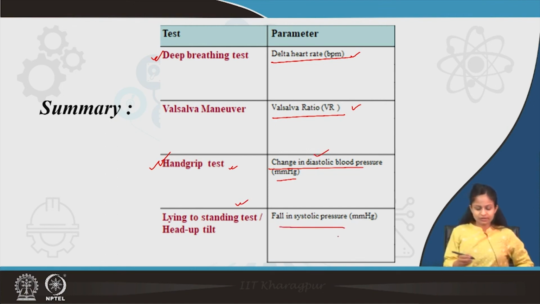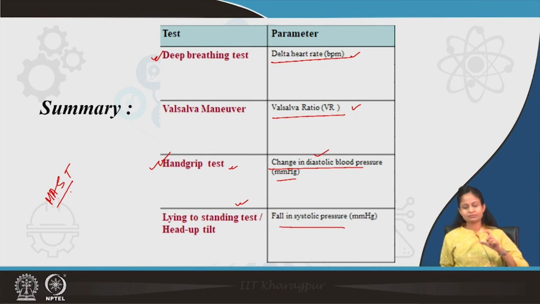The other test which I also mentioned is the mental arithmetic stress test. Usually we give a mental arithmetic task to the subject, and before the task we record the baseline values. We are measuring the ECG and the blood pressure. During the test we measure the same parameters, and post recovery, that means after the test, we measure the same parameters, that is the blood pressure and the ECG.